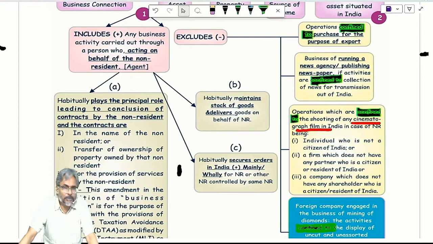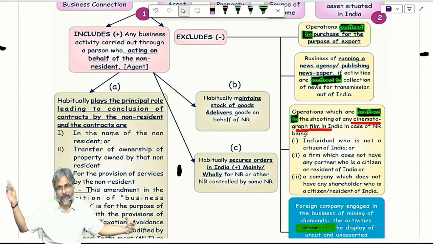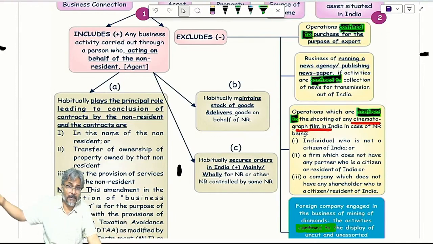Then the includes part of the definition, students, has 2 things. If you remember the chart that we prepared yesterday, there was a dependent agent who performs any one of the specified activities. And the second in the include part was the significant economic presence of the non-resident in India. In the significant economic presence, I gave 2 bifurcations: the turnover criteria and the number of users criteria. I have given you the chart for this.